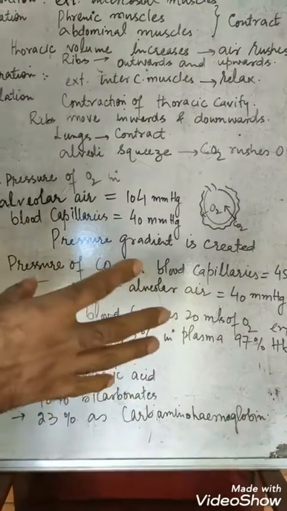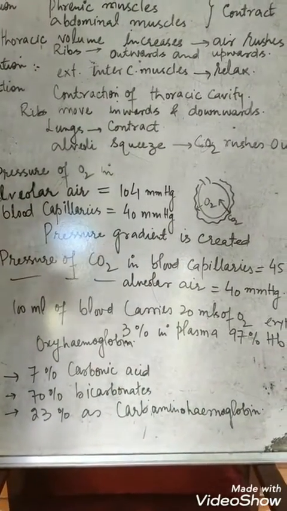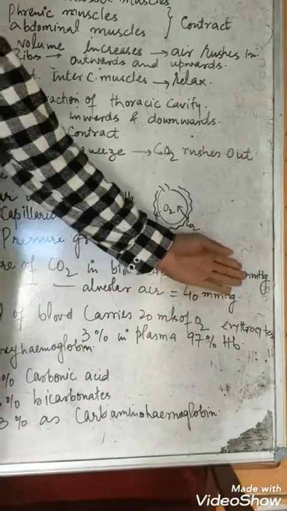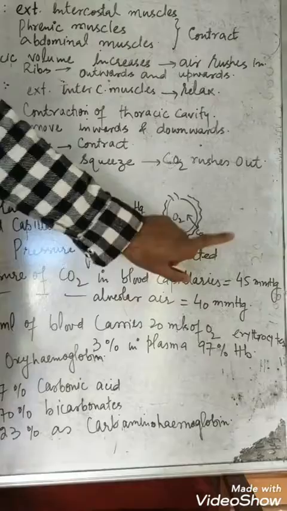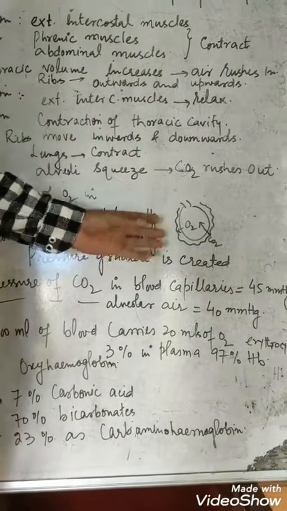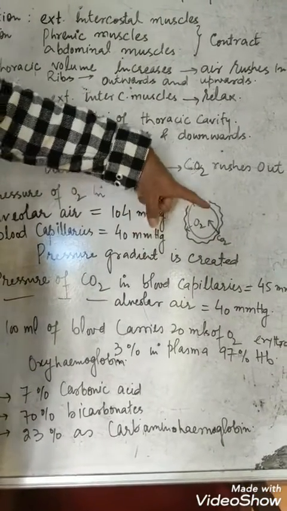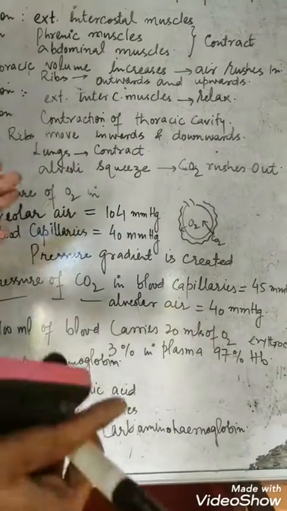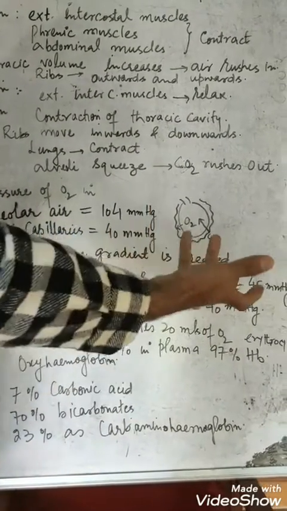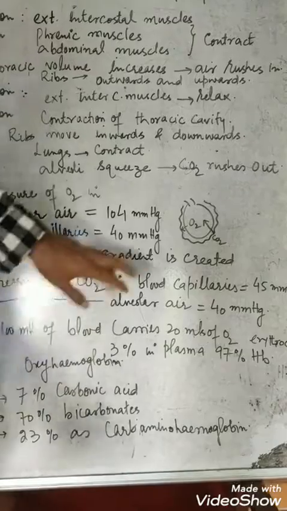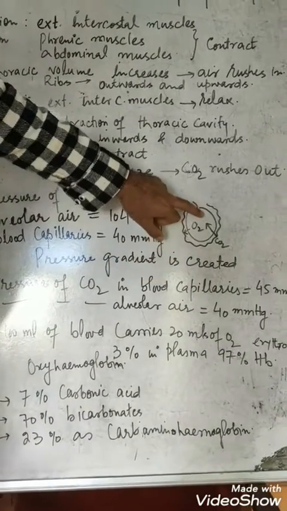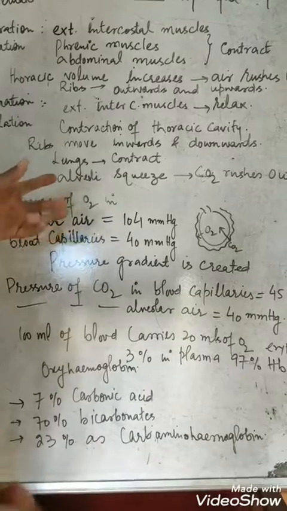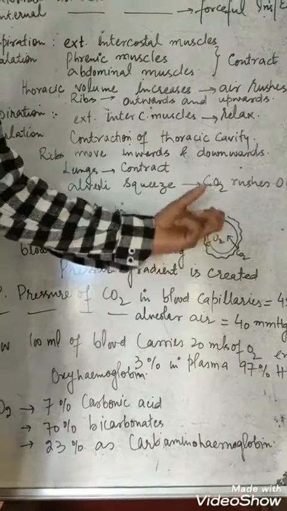The same happens with carbon dioxide also. The partial pressure of carbon dioxide in the blood capillaries is 45 mmHg, but at the same time the partial pressure of carbon dioxide inside the alveoli is just 40 mmHg. So it also diffuses from higher pressure towards lower pressure. So carbon dioxide diffuses from the blood capillaries into the alveoli. Now you know how oxygen mixes with the blood.